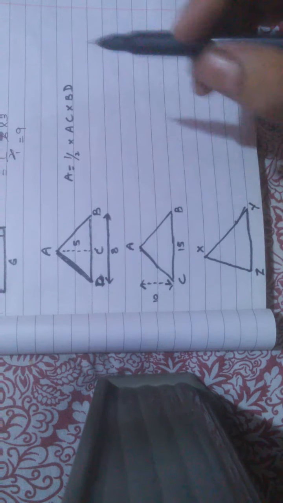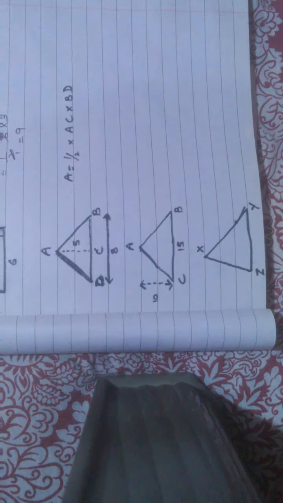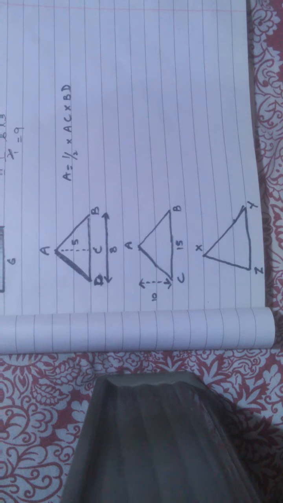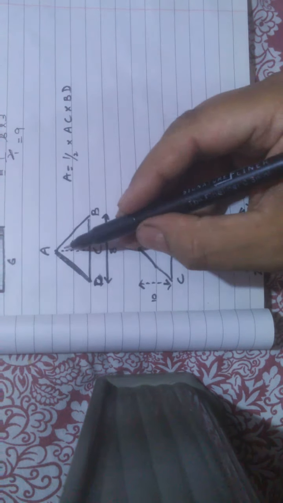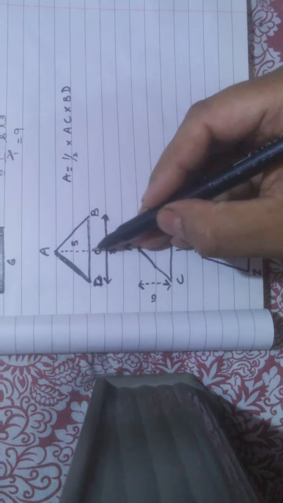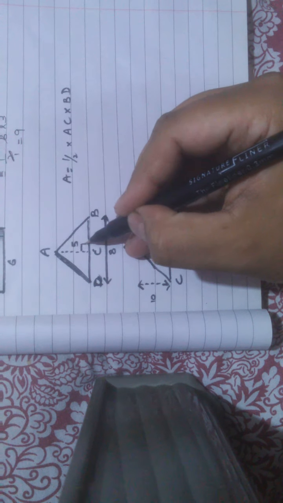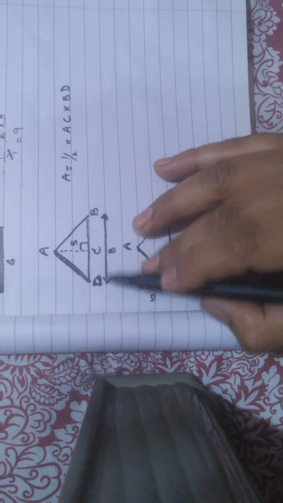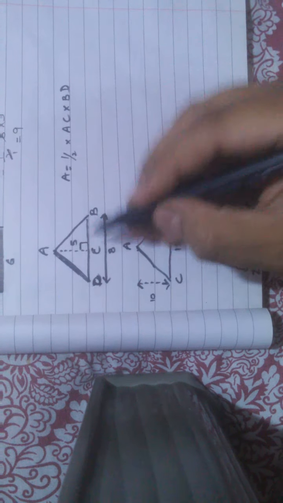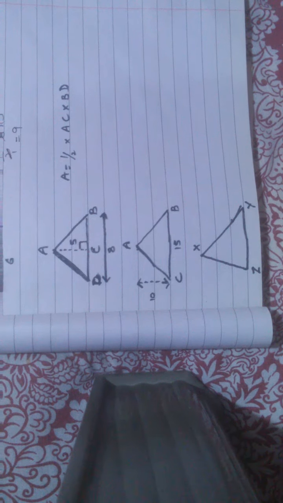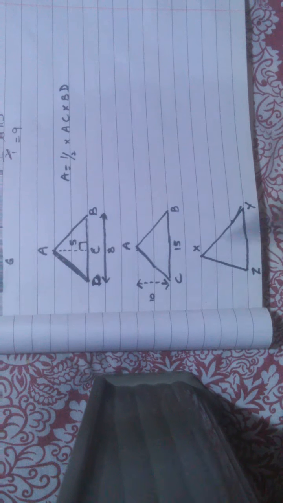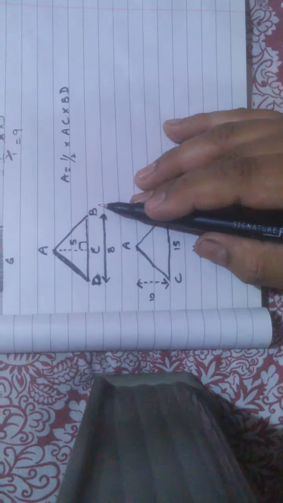So what can we do? Again, we will try to find 2 such lines in this triangle that are making 90 degree with each other. If you observe closely, you can come to know that the line AC in this figure is making 90 degree with this line BC. So we can take AC as its perpendicular height and BC will be taken as base.